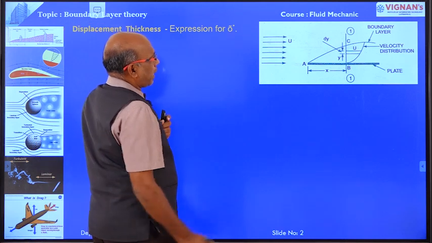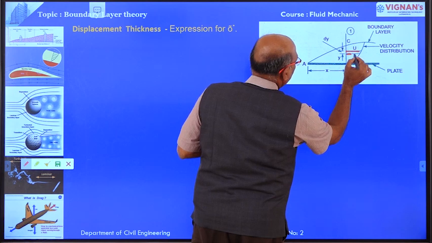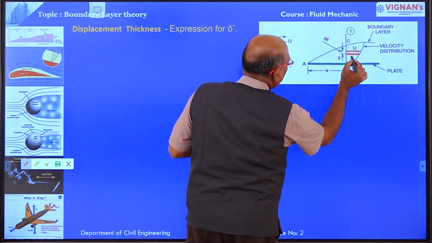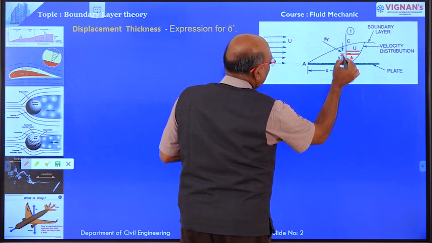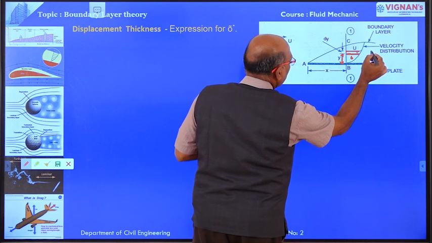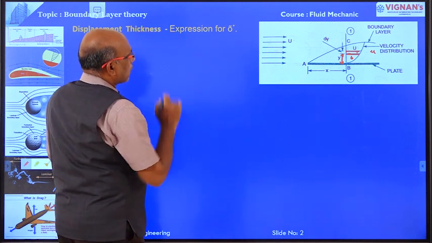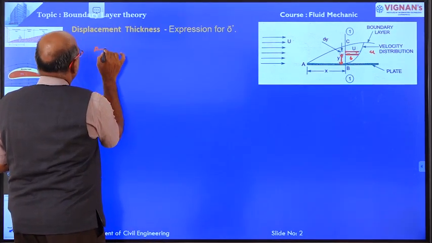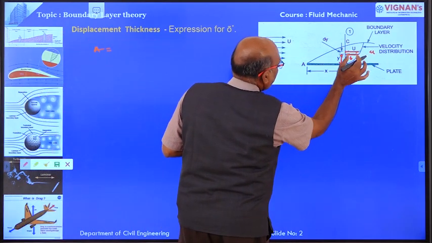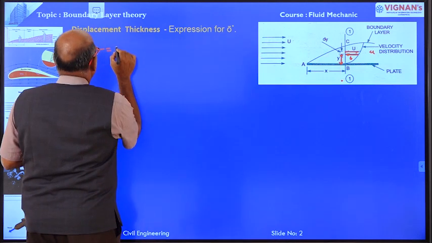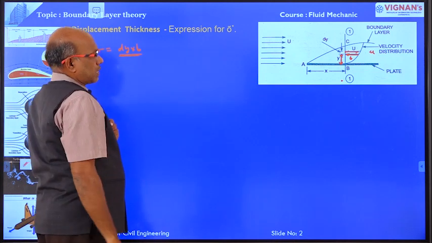Now we are going to take one small strip. This is the small strip. The thickness of the strip is equal to dy, and the width of the strip is equal to small b, and this is the y distance from the boundary. The velocity over the strip is equal to small u, right. Now the area of the strip is equal to thickness dy into width b. dy into b is the area of the strip.